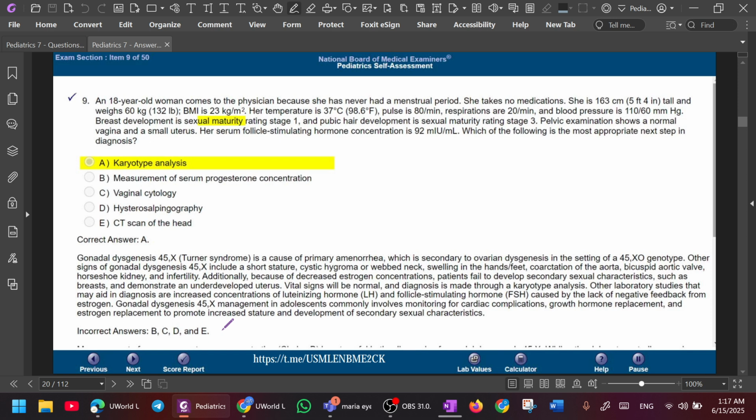Other lab studies that may aid in diagnosis are increased concentrations of LH and FSH caused by the lack of negative feedback. Management of gonadal dysgenesis in adolescents commonly involves monitoring for cardiac complications, growth hormone replacement, and estrogen replacement to promote increased stature and development of sexual characteristics.